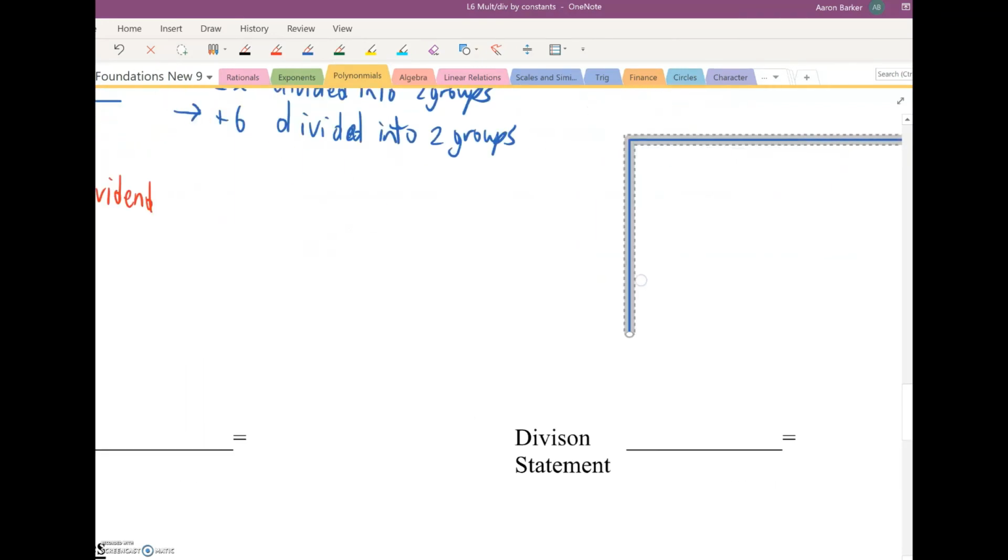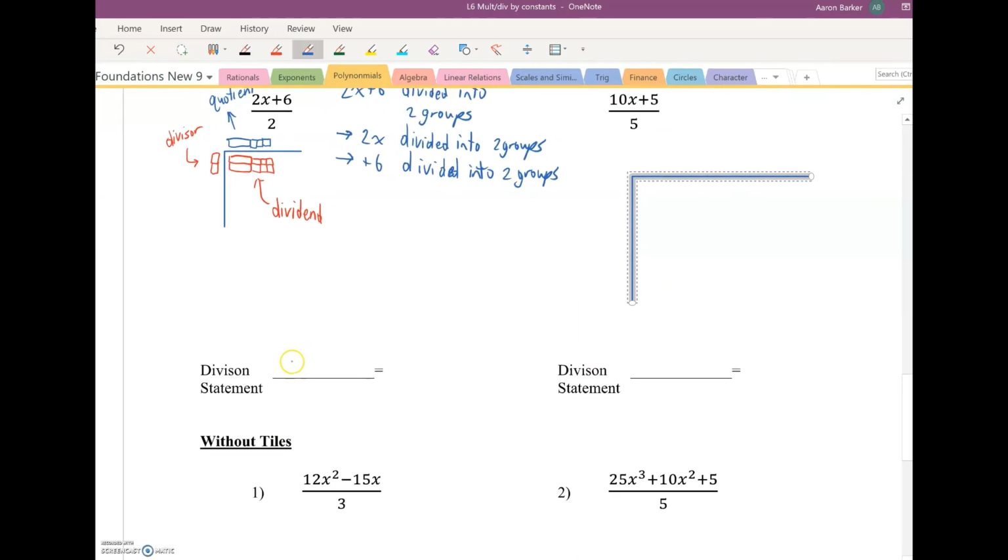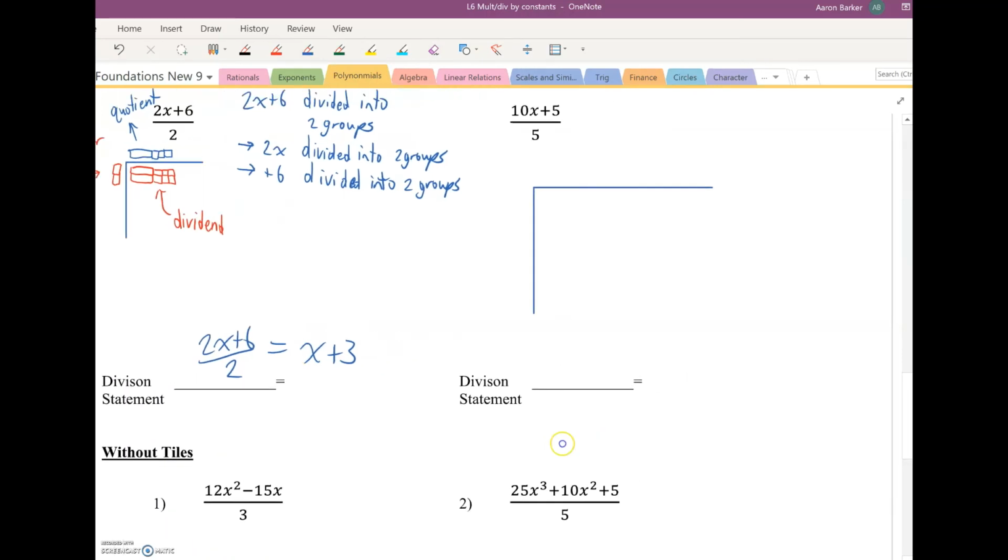I forgot here to do the division statement. Let's go back. So our division statement is 2x plus 6 divided by 2 equals x plus 3. Now I know there's kind of a line here, it's kind of odd. Okay, so you can write it like that, or if you want to use that line as a division line, you're welcome to do that.